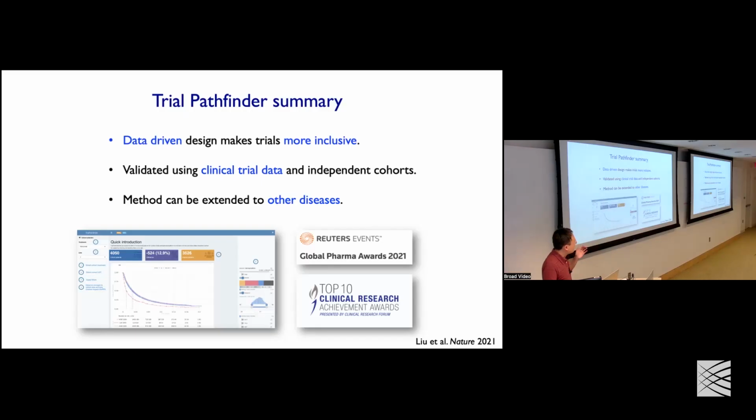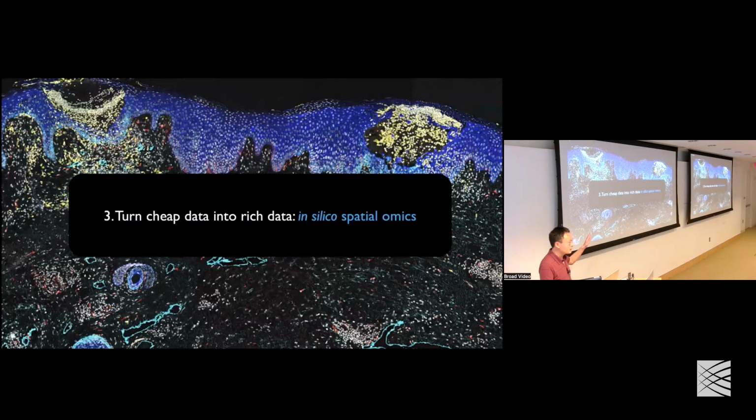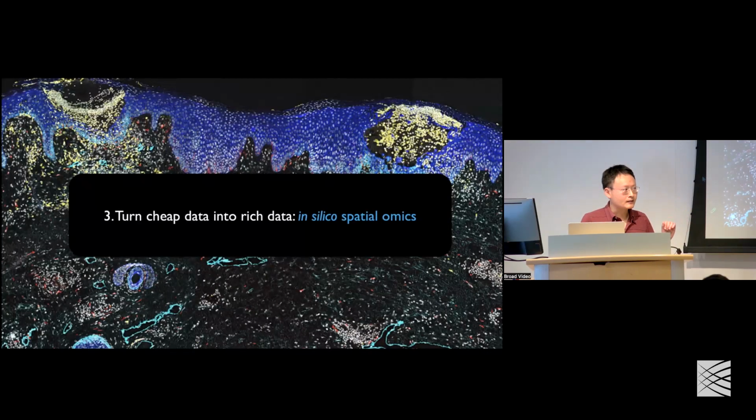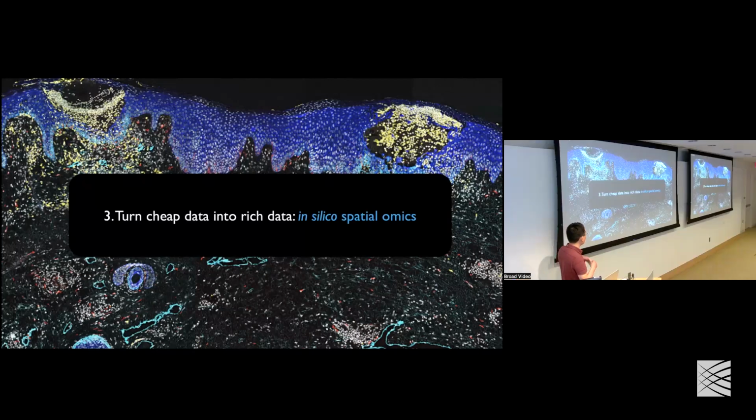So in the interest of time, I wouldn't really go into the third section too much, except to say that one of the other ways we can use these generative models is to help us generate synthetic data. One of the big types of data that I'm particularly excited about, and I know people here in the audience have also done a lot of great work in, is spatial omics data, like spatial proteomics. Here I'm showing an image from CODEX.